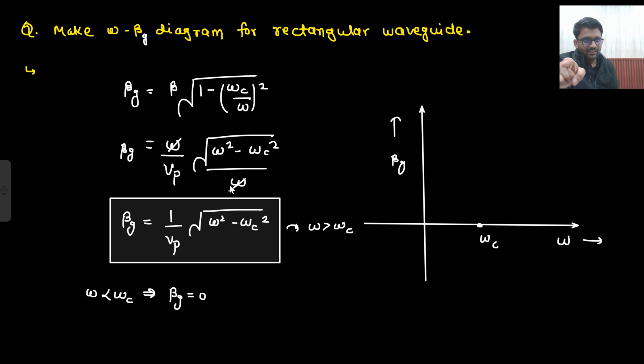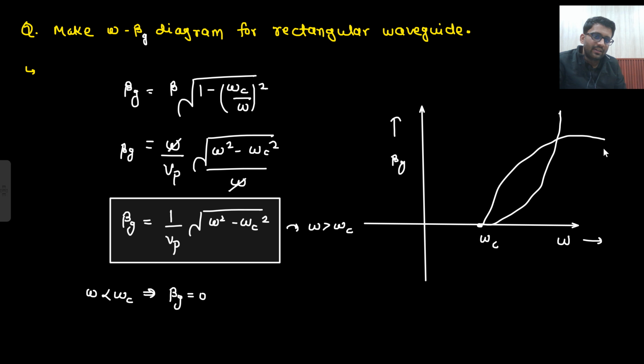So if omega increases, that means the beta G value increases. If omega is 1, then it is 1 minus omega C square. If omega is 2, then 4 minus omega C square. So if omega increases, then beta G increases. So the graph can go like this, and it can go like this as well. So this is graph 1, this is graph 2. The graph can increase like this, because with increasing omega, beta G will increase, or the graph can increase like this. Which graph is correct? First or second?